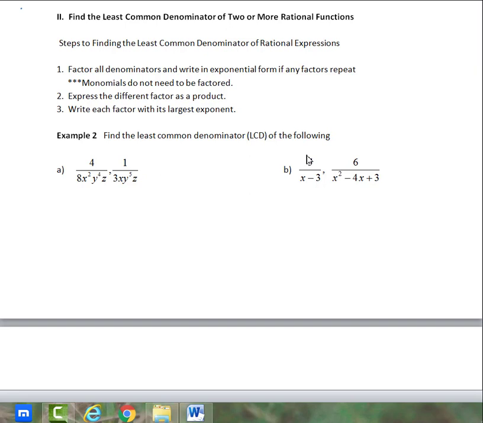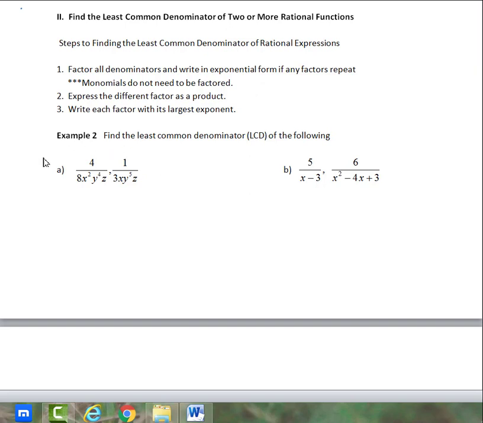The first step is generally to factor all denominators and write in exponential form. When you have monomials like we do down here, you don't have to actually factor them because you can see the factors right in front. You can take the numerical coefficients and factor them down into their prime factorization if you want. And then the next thing we're going to do is express the different factors as a product, and then we'll use the highest exponent on each one.